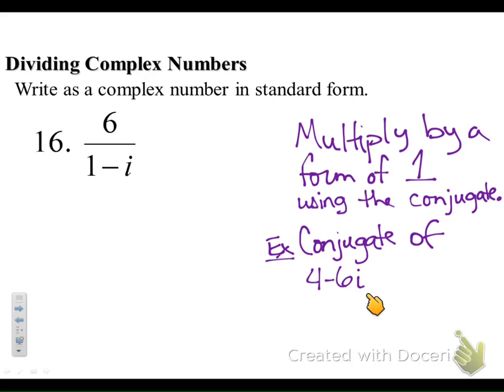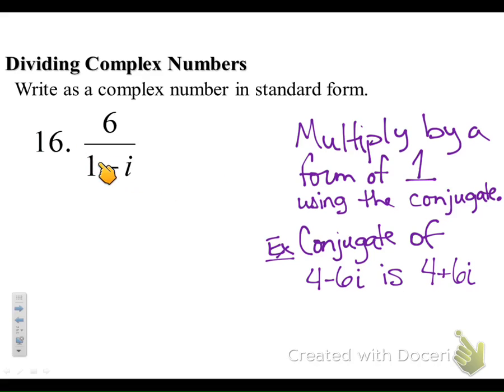If I wanted the conjugate of 4 minus 6i, I'm just going to switch the middle sign and put 4 plus 6i. I would multiply by a form of 4 plus 6i over 4 plus 6i. This is just an example of a conjugate. I look back at my problem. I need to get rid of this i in the denominator, and I'm going to use a conjugate to get me out of there.